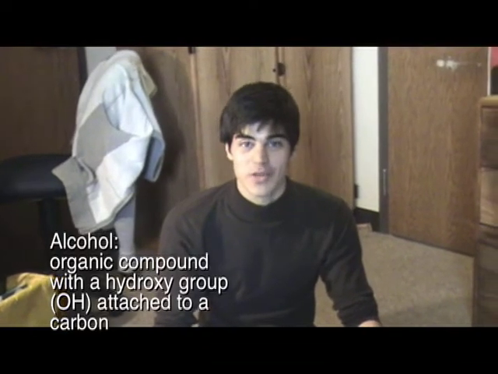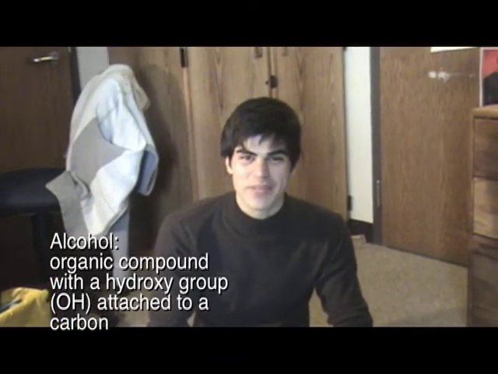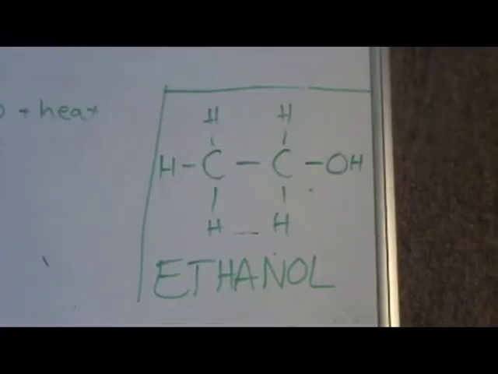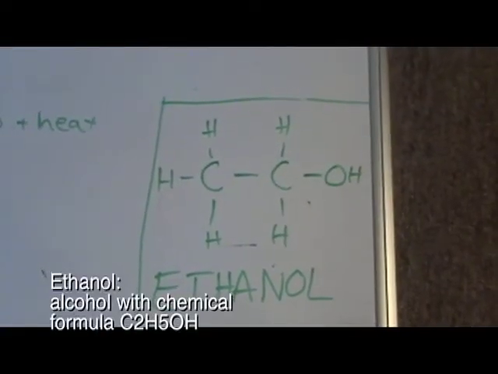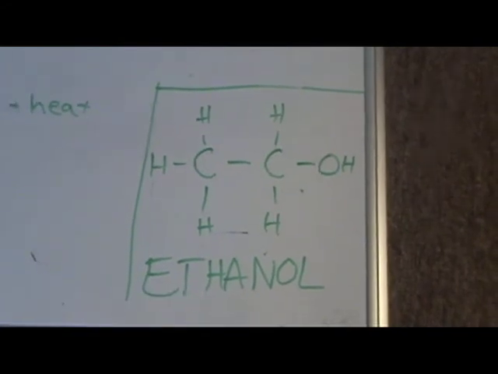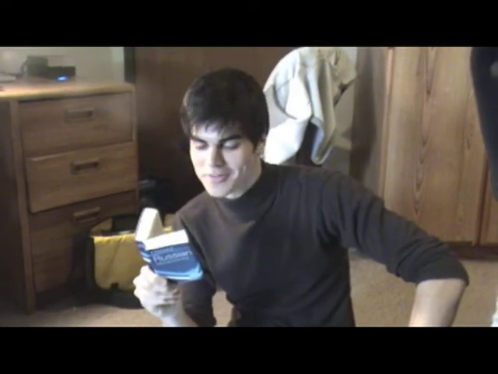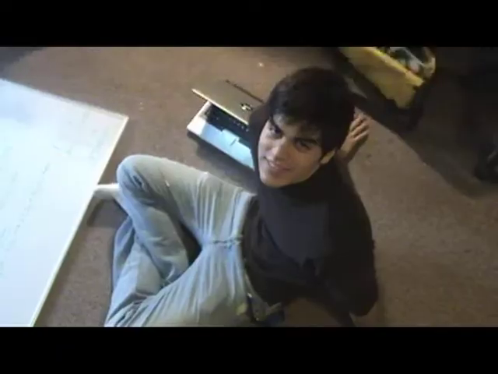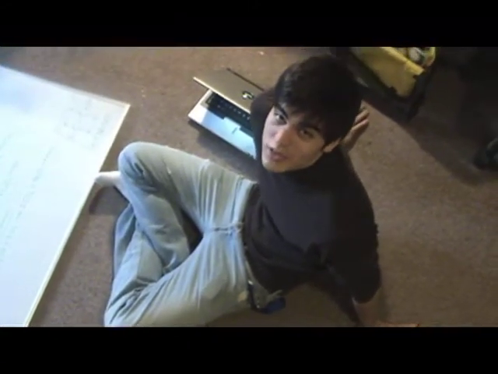Alcohols comprise a hydroxyl OH group attached to a carbon chain. Ethanol is an alcohol with the chemical formula C2H5OH. It is a biofuel because it can be derived from biomass, particularly sugarcane, potatoes, and corn. Ethanol has an advantage over crude oil because it's a renewable resource.